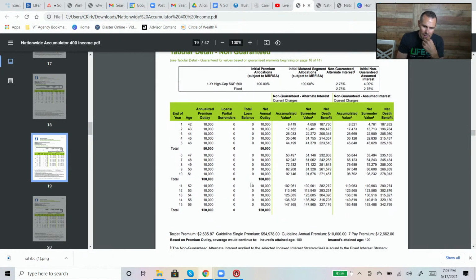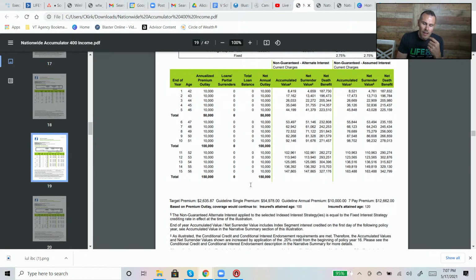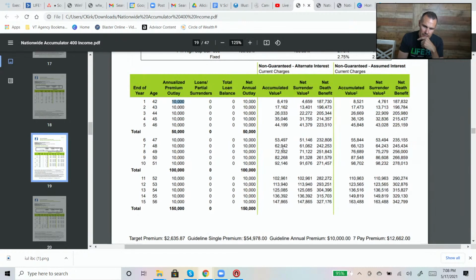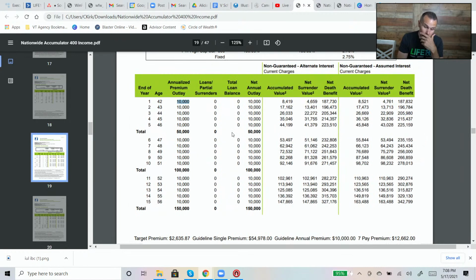I did this on what looks like a 41-year-old, but they're showing 42 because it's the age at the end of the first year, so that's to take into consideration. I did a $10,000 annual premium, as you can see here. I'm going to zoom in a little bit and see if that helps. I did a $10,000 annual premium, and you can see here that right here you have the accumulated value of 85.21.